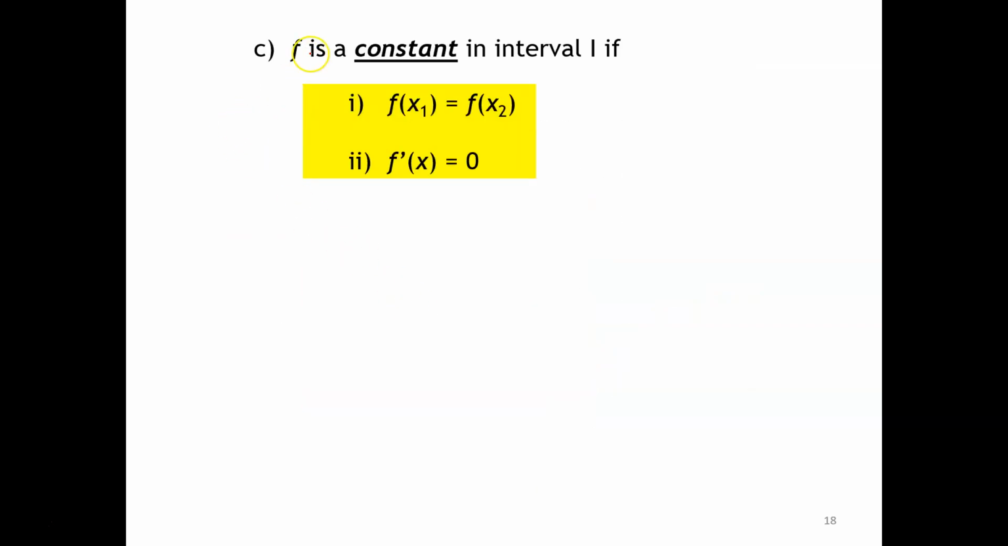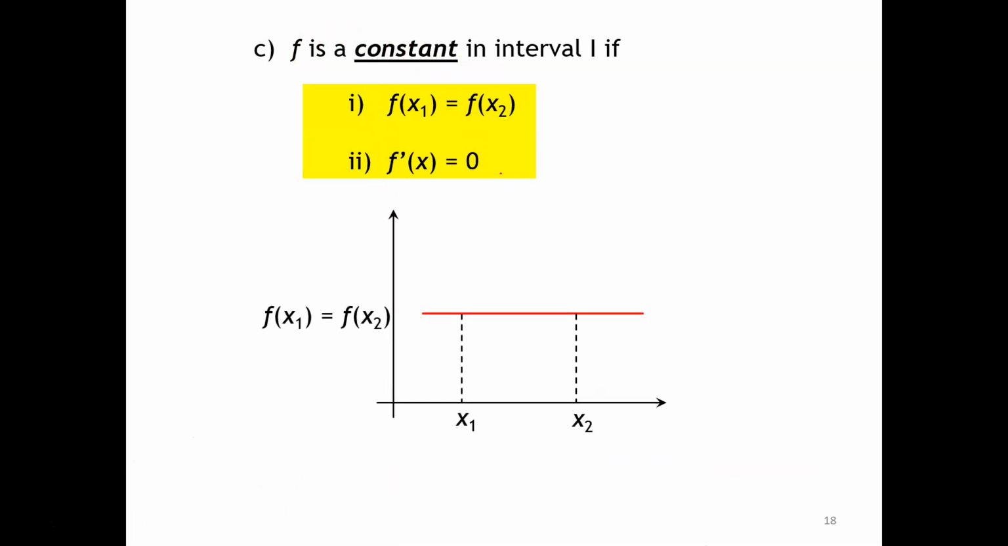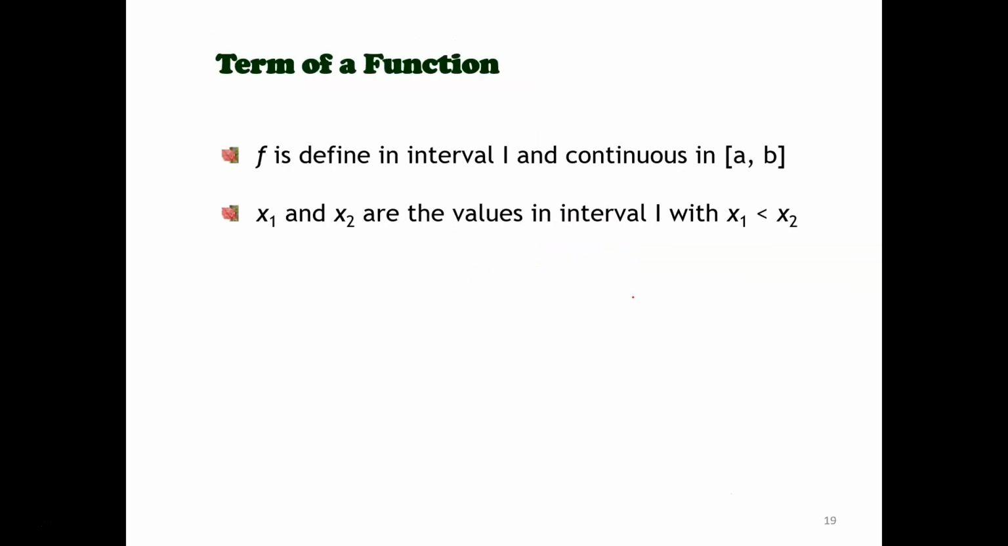Then this is when f is constant. If it is constant, it does not move. You have this kind of graph, static. It neither goes down nor goes up. It's neither decreasing nor increasing. So you have f(x1) equal to f(x2) and the first derivative equal to 0. So you have three cases: increasing, decreasing, and also constant. But for the constant, we're not going to focus on it. We're going to look at decreasing and increasing.